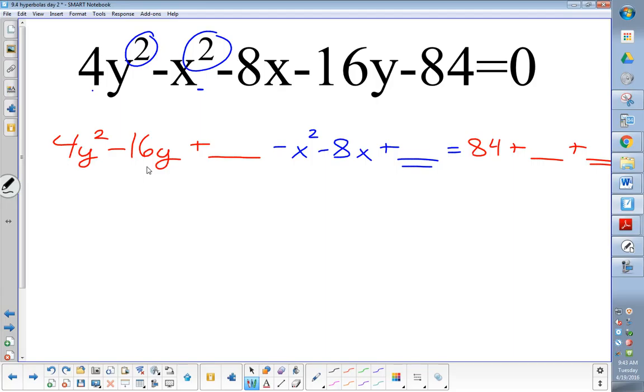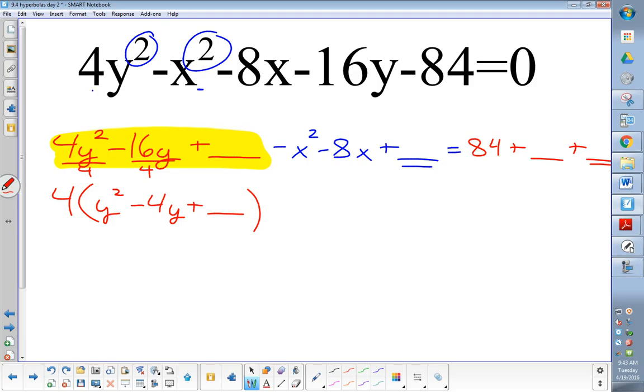Is there anything in that we need to factor out? Yep, there's a 4. Okay, we don't want that 4 in front of our y squared. So as I look at this right here, I know that I need to factor a 4 out. So remember, that means I'm dividing things by 4. So this is going to get me 4 times y squared, then what? Minus 4y plus a blank. I got to factor both things by 4.